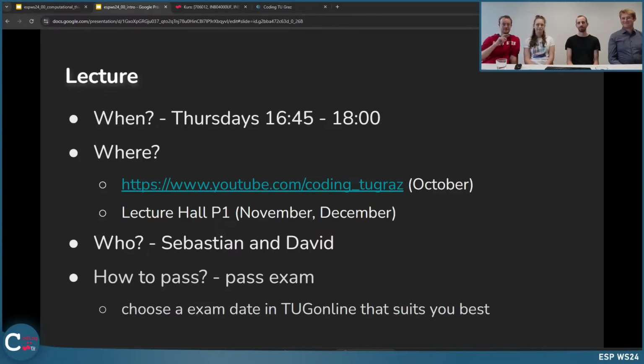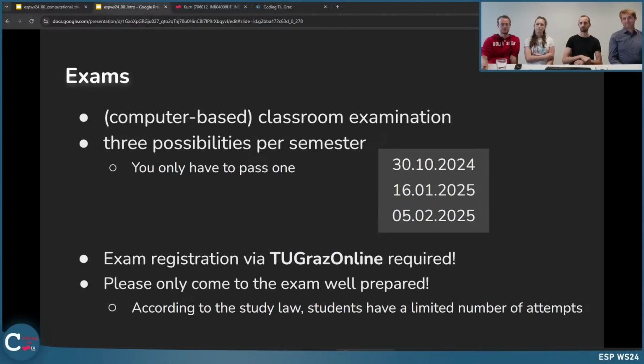and how you can pass the lecture, maybe the most important question for you, is very easy. You just have to pass the exam. Yeah, so there are a few exam dates already in the TU Graz online. You can choose one of them, and I've also listed it here. So this was also the question in the chat before. We have 3 possibilities each semester, and you only have to pass one, of course. You don't have to register for all of them. Take one that suits you best and register for that, and then come and hopefully pass the exam.